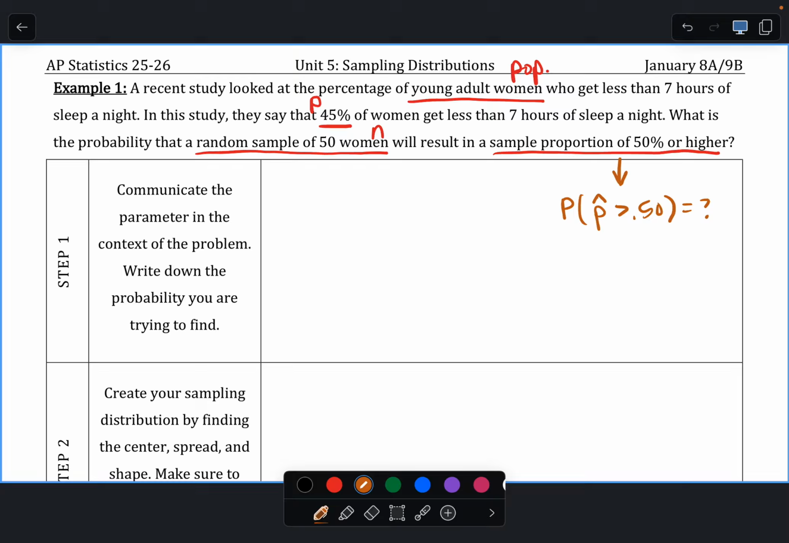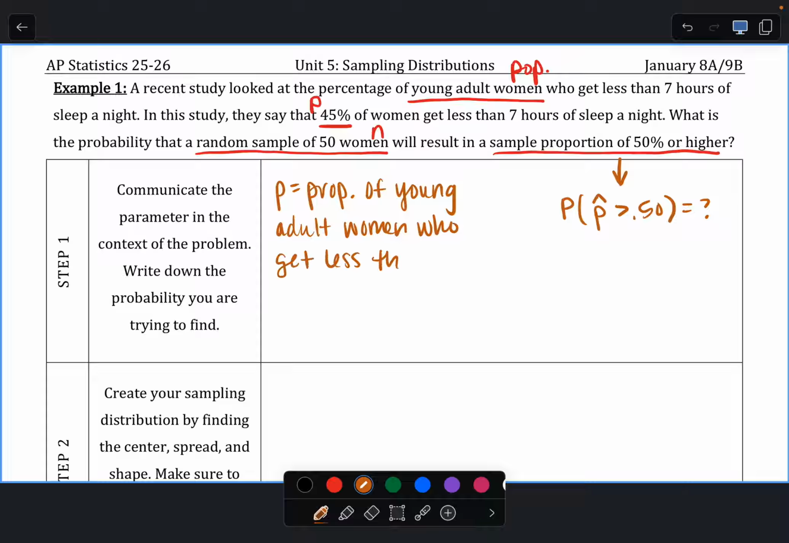So I'm going to go in and first communicate the parameter. I'm trying to estimate the proportion of young adult women who get less than 7 hours of sleep at night. Now, common abbreviations are completely okay. I did not write hours out completely. I wrote it as HRS, and that is fine.